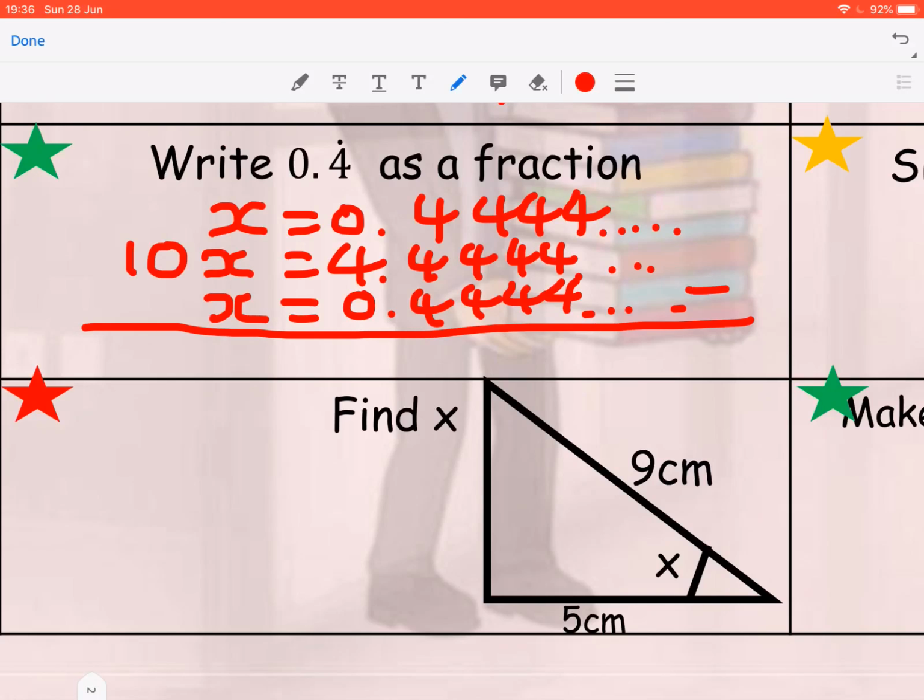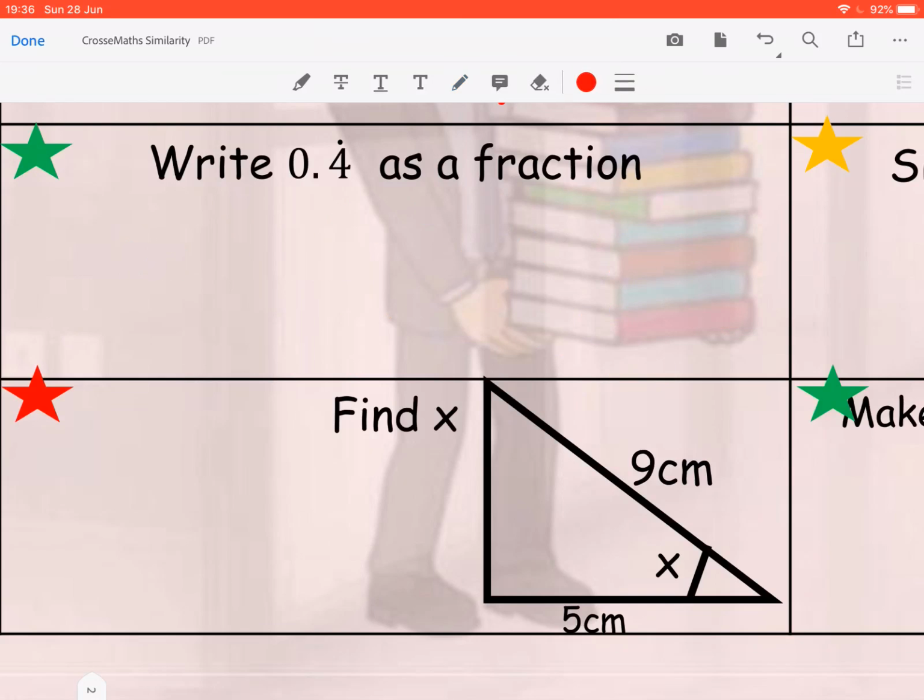And if I take away, these cancel out with each other. 4 take away 0 is 4. 10x take away 1x is 9x. 9x equals 4. If I divide through by 9, I end up with x equals 4 over 9. You've written it as a fraction. Very, very straightforward.